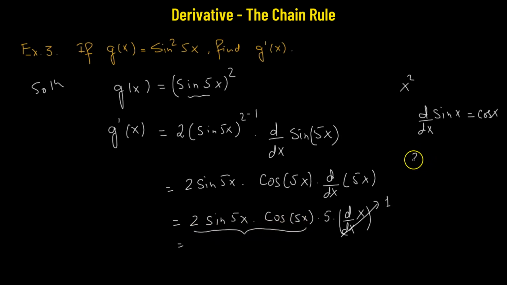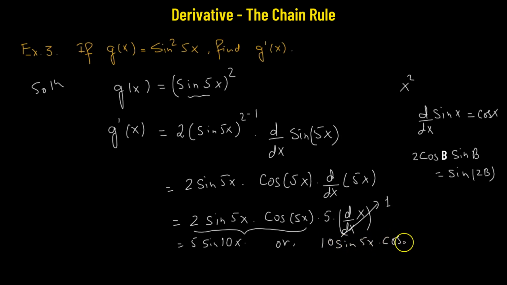Or we can combine 2 sine 5x times cosine of 5x with the formula 2 times cosine of b times sine of b is equal to sine 2b. So that means we have sine of 2 times 5x, so this will be 10x. And we have the value 5 here. So this value is 5 sine 10x, or it could also be 10 times sine 5x cosine 5x. Whichever answer you choose, both of them are correct. Let's move on to the next problem.